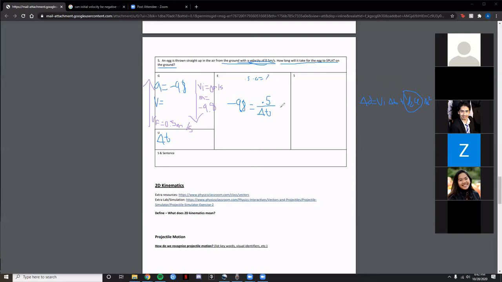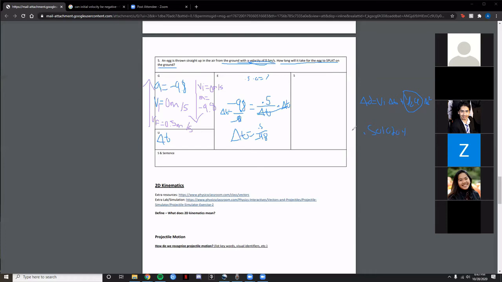So with Miss Kelly's way, you would multiply both sides by delta t to cancel each other out. Divide by negative 9.8 on both sides. So you just flip the equation around, so you get delta t equals 0.5 over negative 9.8. Put that into your calculators. 0.5 divided by negative 9.8. You get 0.5010204 blah blah blah.